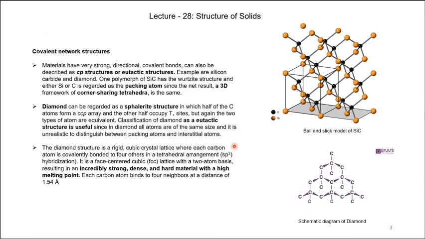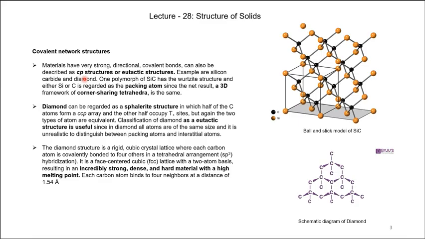Now we go to the next slides. Here we see covalent network structures: three-dimensional framework of corner sharing tetrahedra. In these materials there are very strong directional covalent bonds, and that can also be described as a close-packed structure or eutactic structure, which we discussed in earlier lectures. Examples of these types of covalent network structures are silicon carbide and diamond.